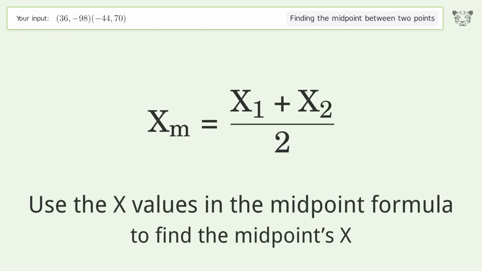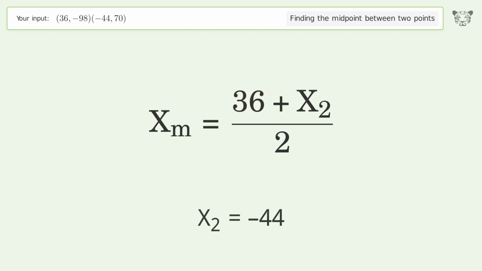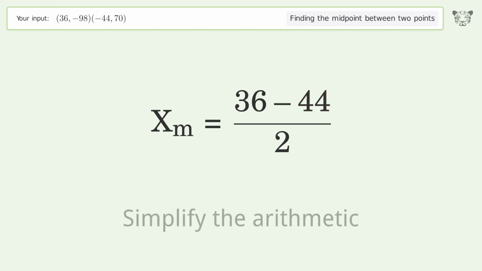Use the x values in the midpoint formula to find the midpoint's x. x1 equals 36. x2 equals -44. Simplify the arithmetic.